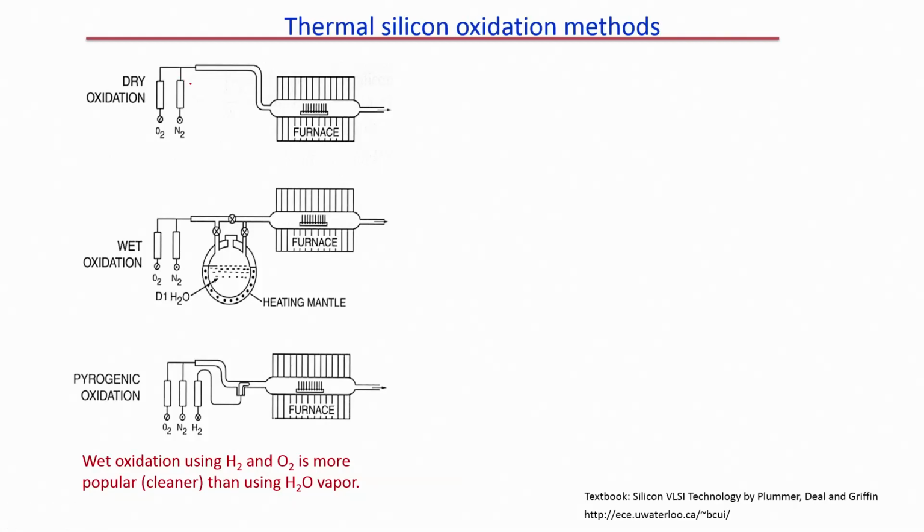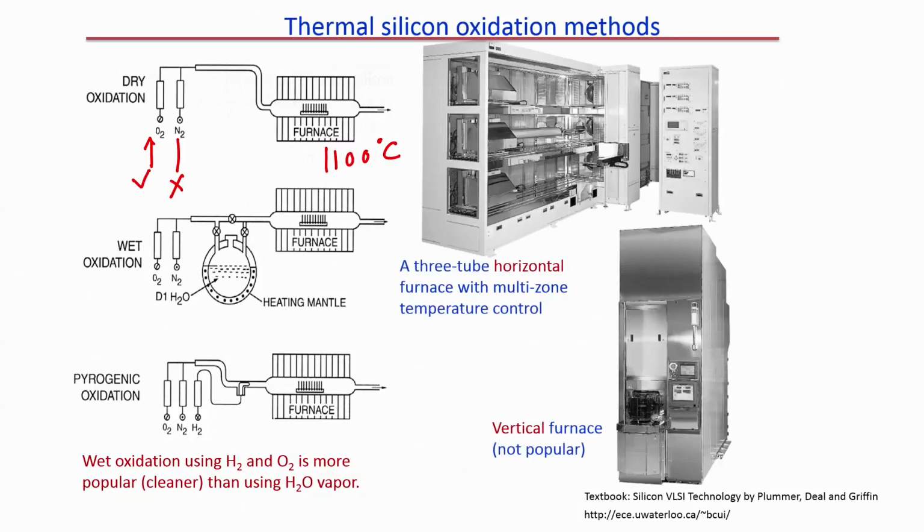Second, once the furnace reaches a temperature, let us say 1100 degrees centigrade, we will stop nitrogen and we will start flowing oxygen, so that silicon dioxide forms on the silicon wafer. Okay, that is the first thing.